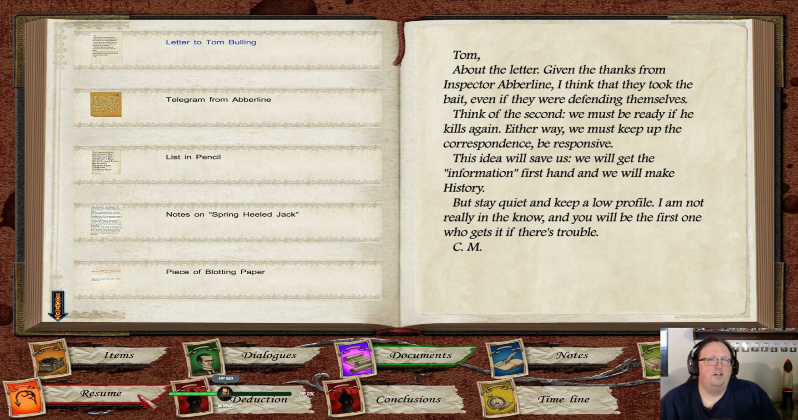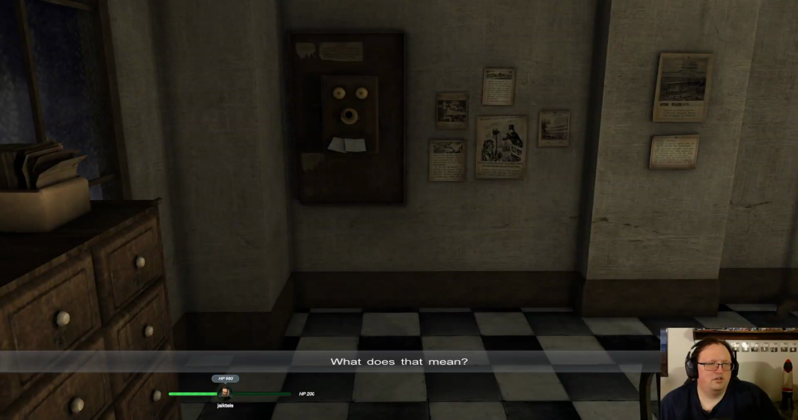Tom, about the letter. Given the thanks from Inspector Abeline, I think that they took the bait, even if they were defending themselves. Think of the second. We must be ready if he kills again. Either way, we must keep up with the correspondence. Be responsive. This idea will save us. We will get the information first hand, and we will make history. But stay quiet and keep a low profile. I'm not really in the know, but you will be the first one who gets it if there's trouble. CM. What does that mean?